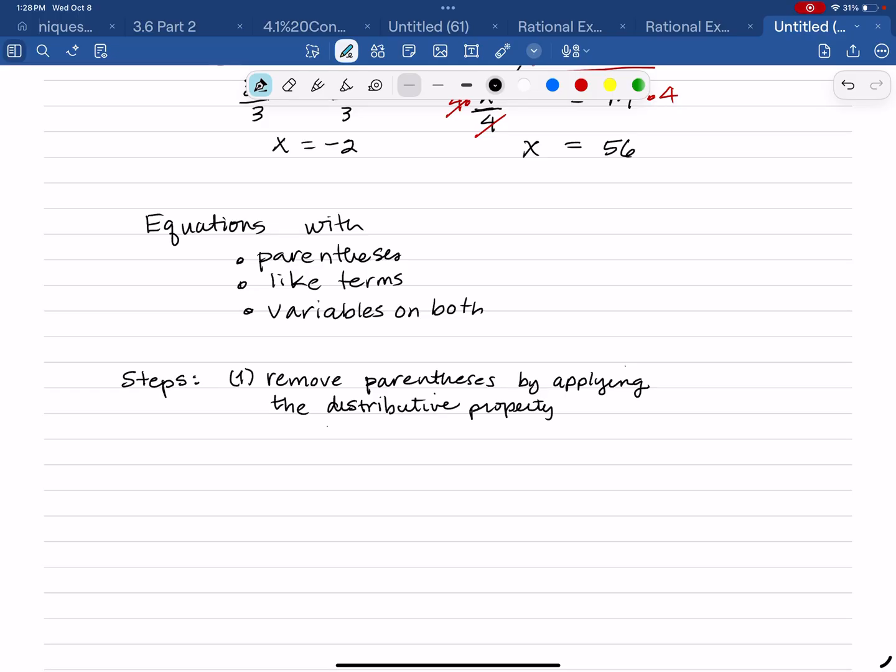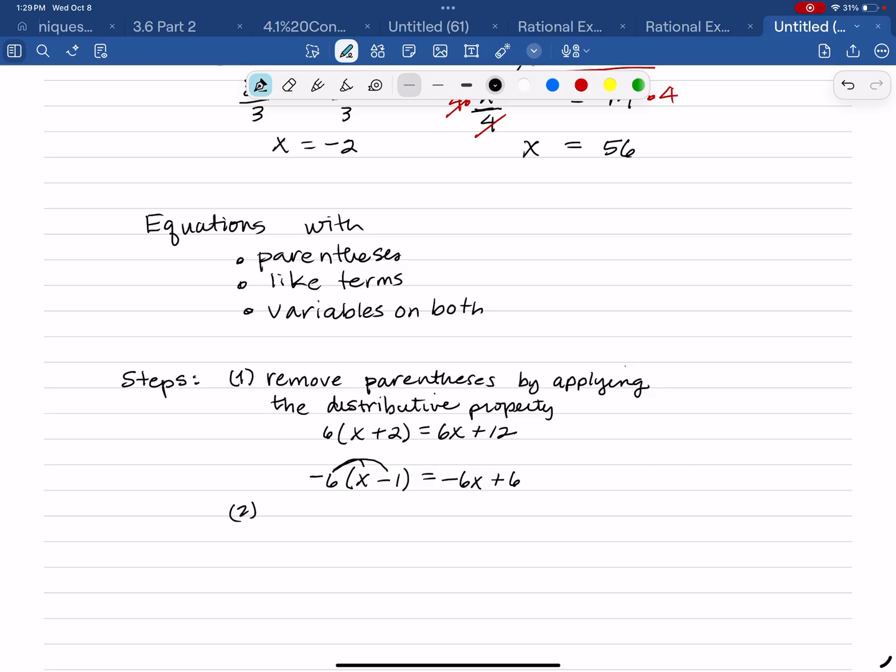So if you have something like 6 times x plus 2, you have to multiply the 6 times the x and the 6 times the 2. Now, if you've got a negative 6 times x minus 1, you got to multiply negative 6 times x, negative 6x, and negative times a negative, negative 6 times negative 1 is plus 6. So you've got to multiply that number on the outside of the parentheses times everything in the parentheses and be aware of your signs. So we do that first.